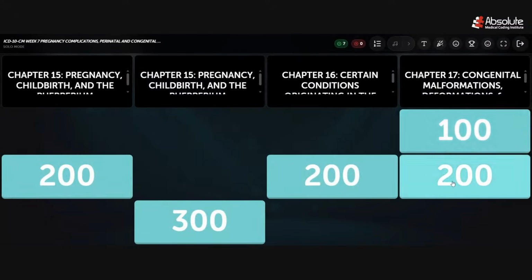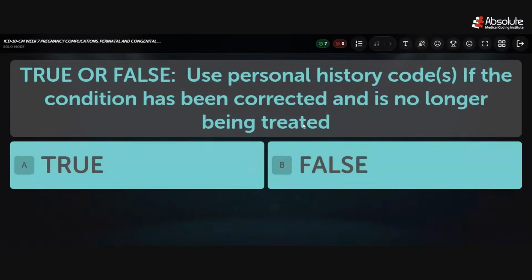Let's do a 200. True or false? Use personal history code or codes if the condition has been corrected and is no longer being treated. What do we think about this one? I'll give you guys about 30 seconds to put those answers in the chat.